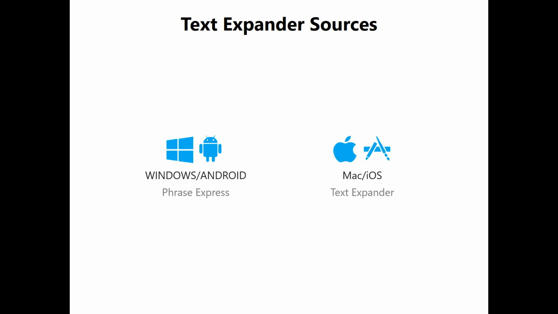So for Windows and Android, you can use Phrase Express. For Mac, you can use something actually called Text Expander. I believe Phrase Express has a free version. I think the Mac Text Expander is a nominal price, but still well worth doing when you can save this much time for these things.